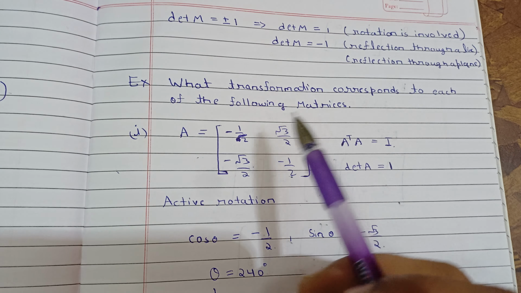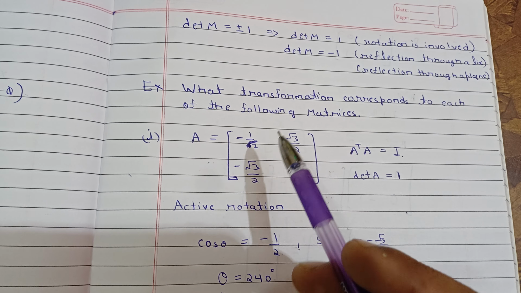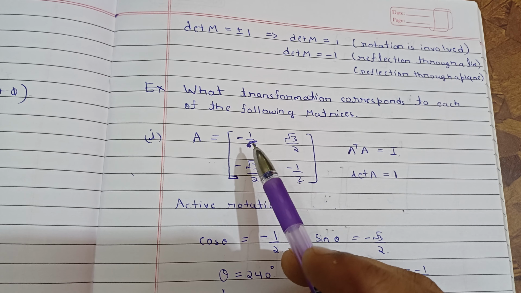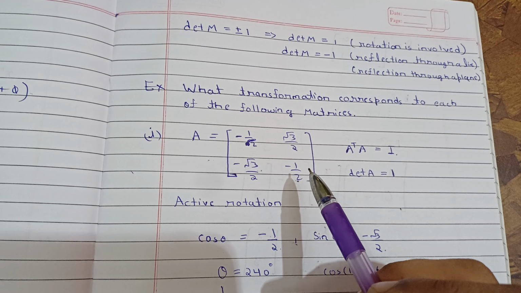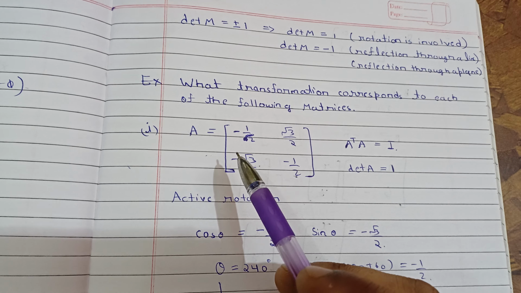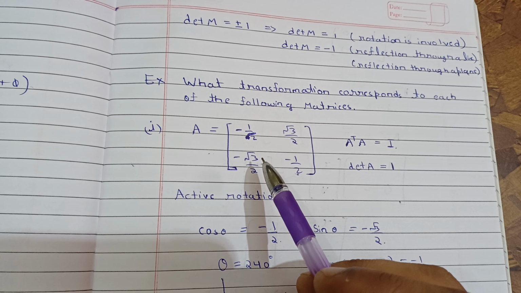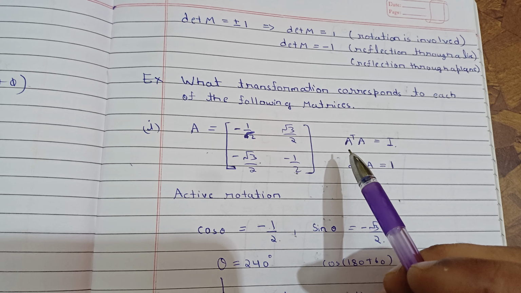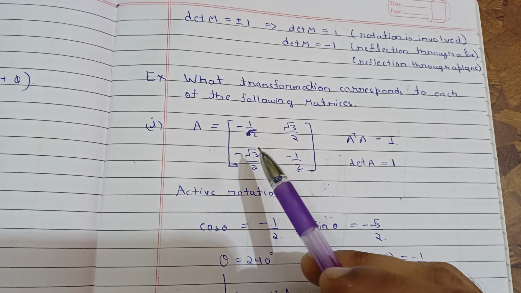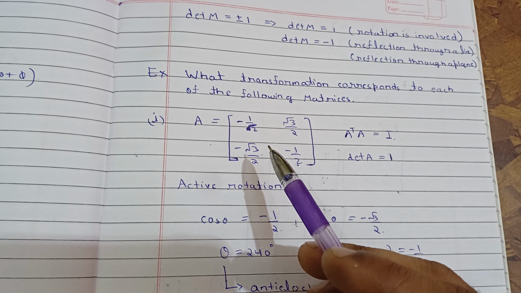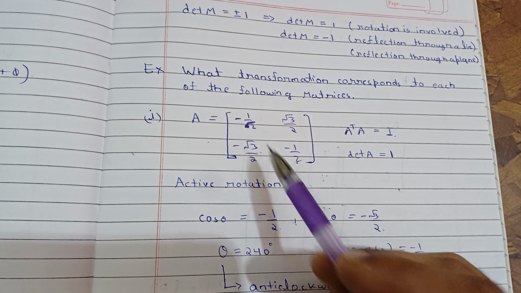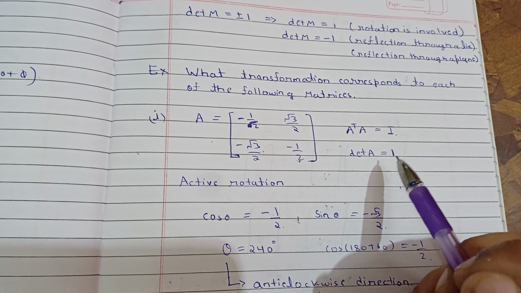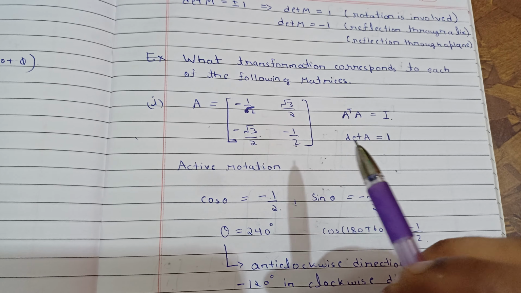What transformation corresponds to each of the following matrices? We need to find what kind of transformation this matrix will lead to. So it is 1 upon 2, minus 1 upon 2, root 3 upon 2, minus root 3 upon 2, minus 1 upon 2. How will you check? First, take the transpose of this matrix and multiply it with itself. If you get the identity matrix, then we call it an orthogonal matrix. Then we find the determinant of this matrix, and the determinant is plus 1. So we say that rotation is involved in this transformation.